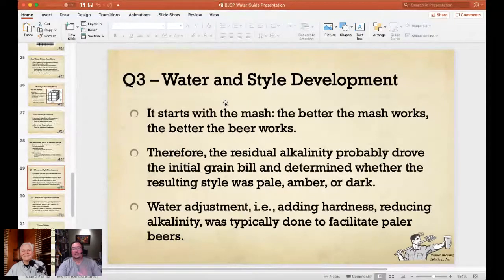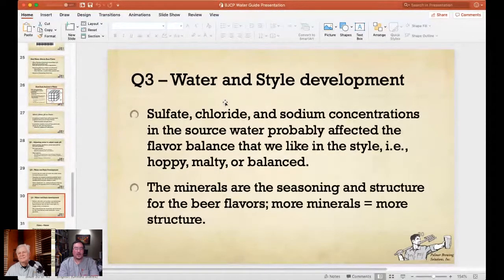Moving on. Gary Fuller says, break down the dogma. Reminds me of Denny's breakdown of things we know to be true that aren't. Right. So anyway, we're talking here about mash pH, better mash, and so on. Now we go on to the sulfate, chloride, and sodium concentrations in the source water of the city probably affected the flavor balance that we like in the style, whether that particular style happens to be malty, hoppy, or balanced.